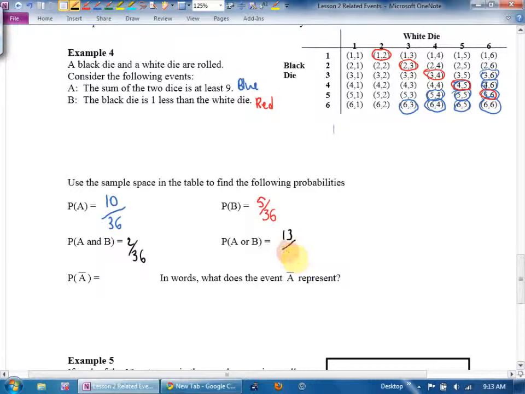What's the probability of not A without counting, please? 26 out of 36. In English, what does the event not A represent? Well, Ian, can you read to me the event A again? So in English, what does not A represent? I think it represents the sum of the two dice is, Troy? Less than 9. Right?